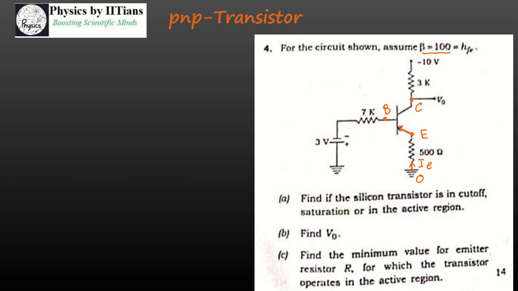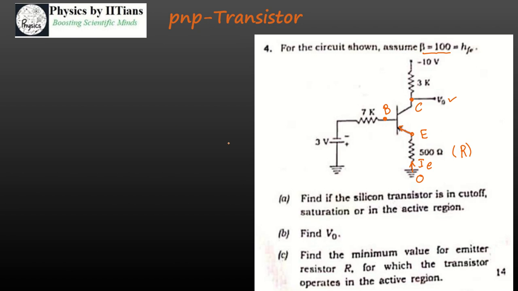Now the first part of this question is to find if the silicon transistor is in cutoff, saturation or in active region. That means we have to identify the region of operation of this particular transistor. The second part of this question is to find this output voltage V0. Then the third part of the question is to find the minimum value for the emitter resistance. In this case it is given as 500 ohms, but it is asking what should be this value. Let's suppose this is R. So what should be the minimum value of this R resistance so that the transistor will operate in the active region. Okay, these are the three different parts of the question.